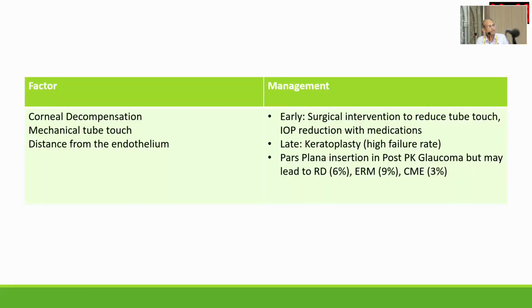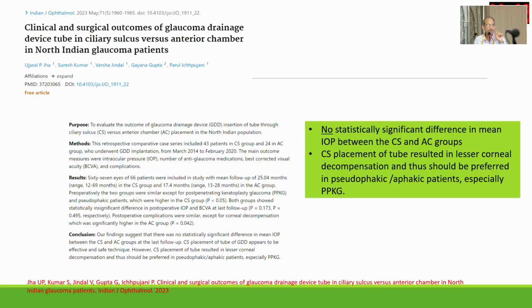Early on, sometimes you can trim the tube, or reposition the tube. And we can apply a suture also, which will keep the tube in place away from the cornea. And keratoplasty if decompensation occurs, and we can put the tube in pars plana, so that will save the endothelium. Or another simple alternative is to put the tube in the sulcus, like post penetrating keratoplasty glaucoma in pseudophakic eyes. I always put implant in the sulcus.